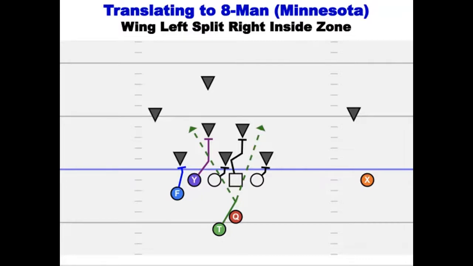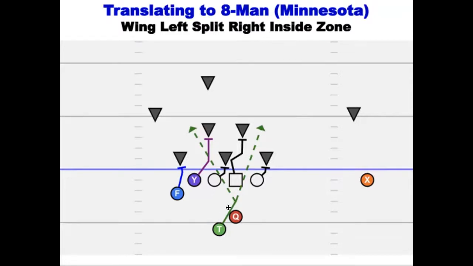All right, so first we're going to start with wing left, split right, inside zone. All right, let's get into this play here. So first of all, the formation. We have a wing left, a split receiver right. That's where the formation name comes in. Obviously, call it whatever you want to call it. And then we have an inside zone run play. So we're running inside zone to the right.